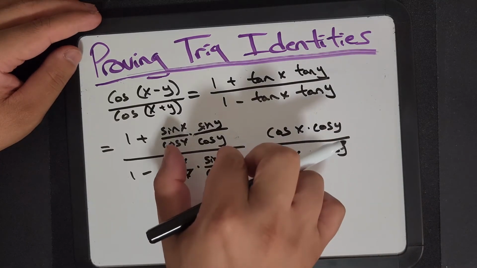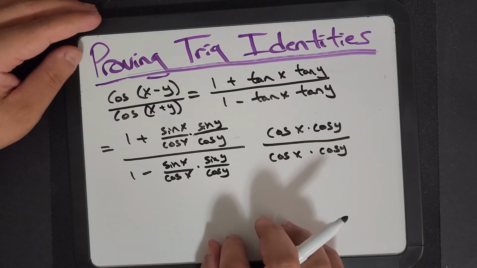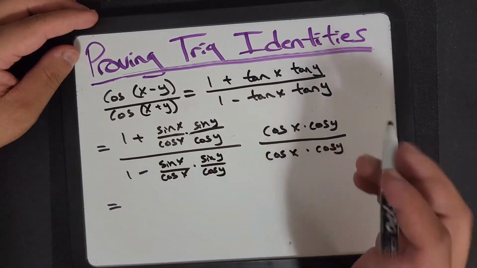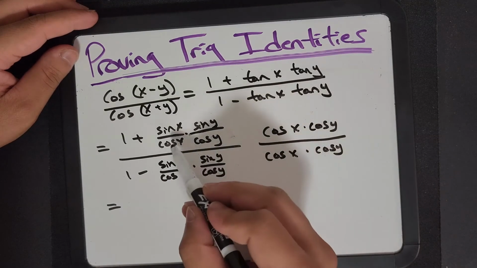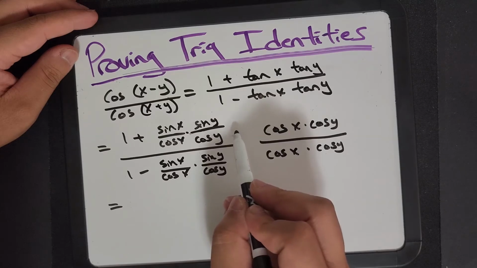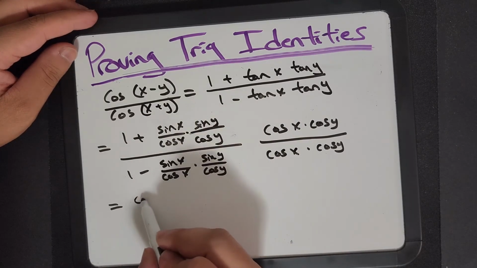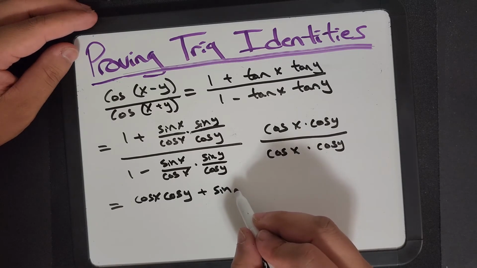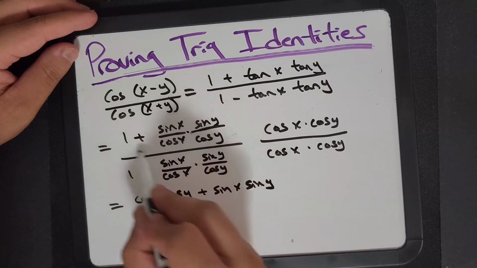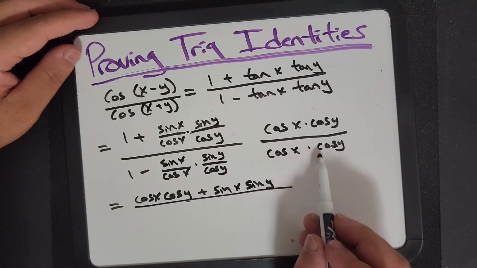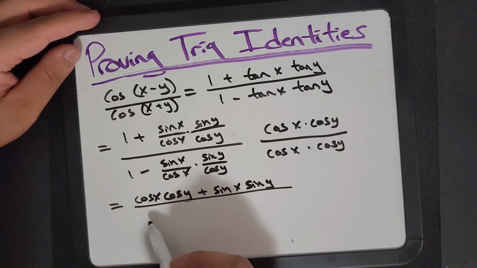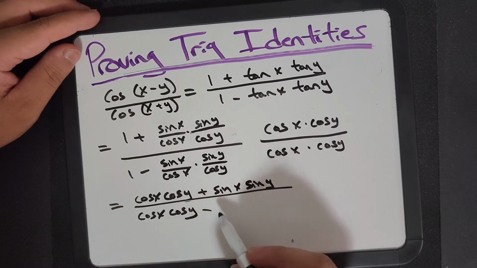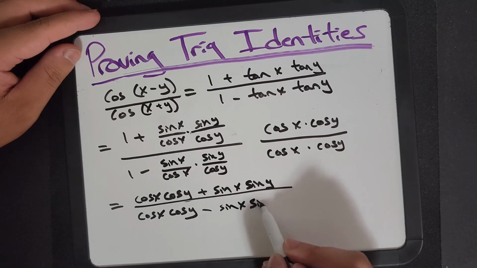And then once I'm able to put all these under the same denominators, I'm able to do this because I'm multiplying both of them. So if the numerator gets multiplied by cos x times cos y, this denominator here goes away, and that becomes cos x cos y plus sine x sine y. That's the numerator. Now for the denominator, same thing. I multiply this cos x and cos y into this 1. I'm left with cos x cos y minus, and this denominator goes away, and I'm left with sine x sine y.